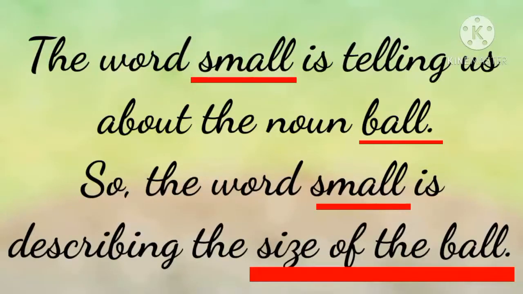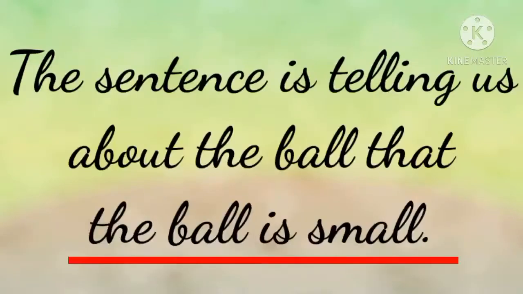Now, the word small is telling us about the noun ball. So, the word small is describing the size of the ball. Okay, children, the sentence is telling us about the ball that the ball is small.